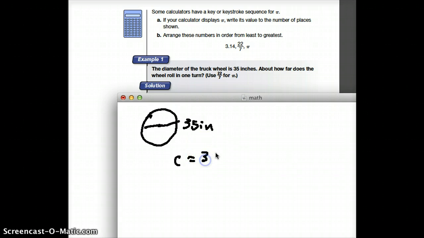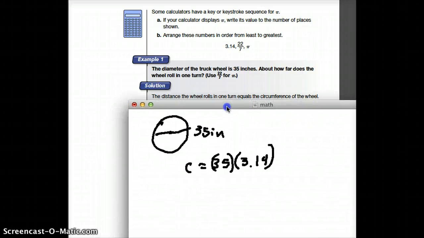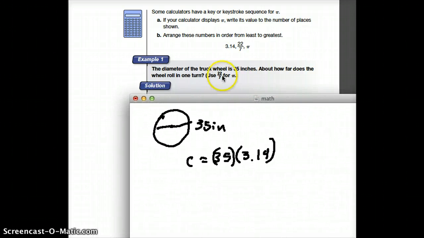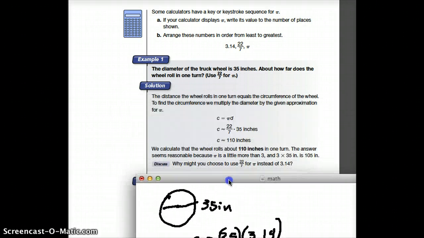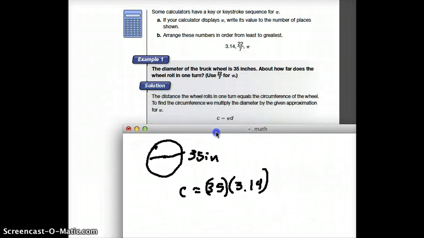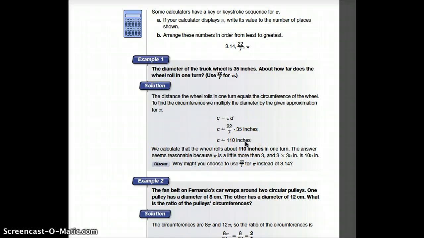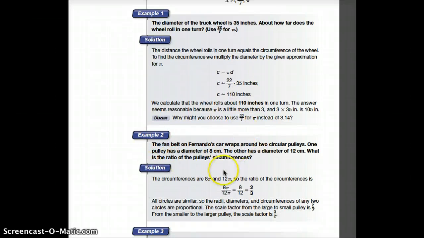So that's just the circumference. You can use the diameter times pi, which is 3.14, so 35 times 3.14. You can see that they have 22/7. That's basically 3.14 as a fraction, so that's what they used. And when you multiply 35 times 3.14, you're going to get around 110 inches. So that's the answer. 35 times 3.14 is close to 110.